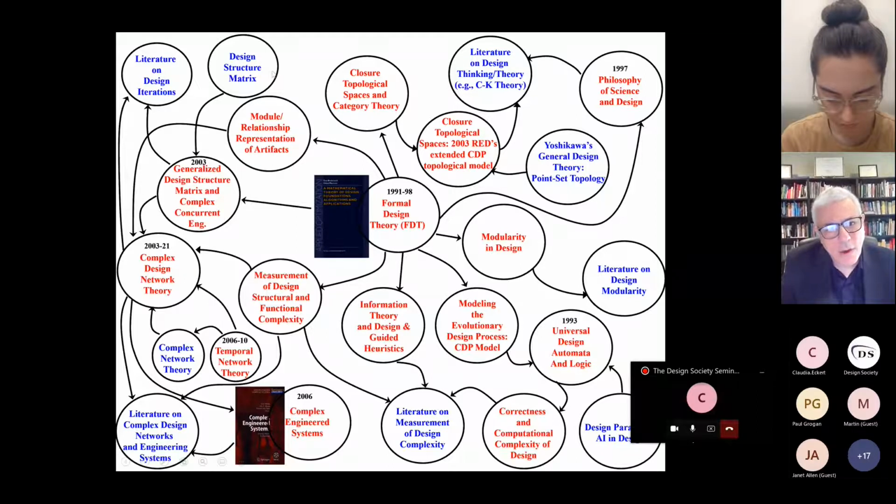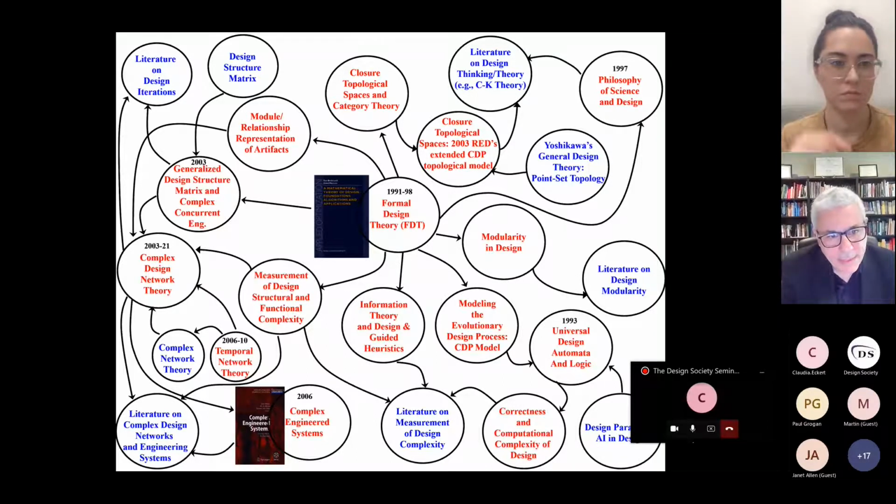So I was working with colleagues in the area of the design structure metrics approach methodology. This work led to a generalized design structure metrics model that provided a general model relative to what existed up to that point. At the same time, I was also developing the concept of complex concurrent engineering.